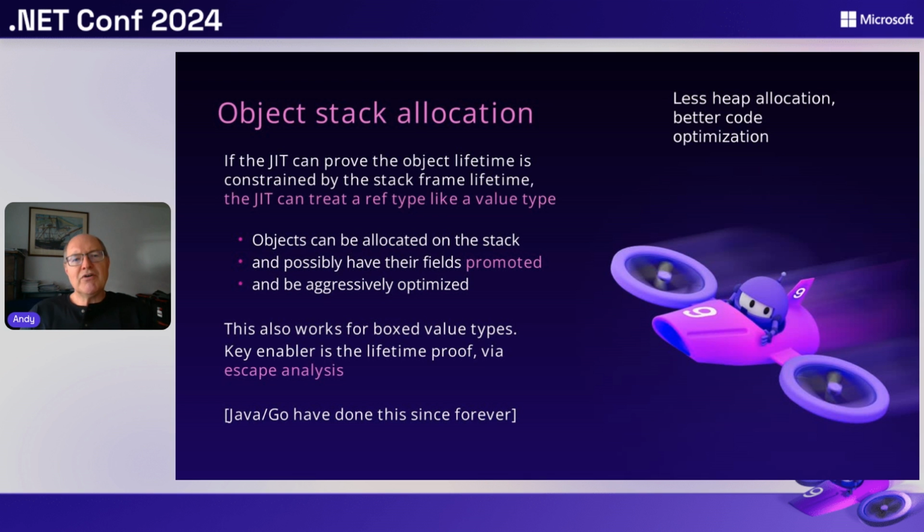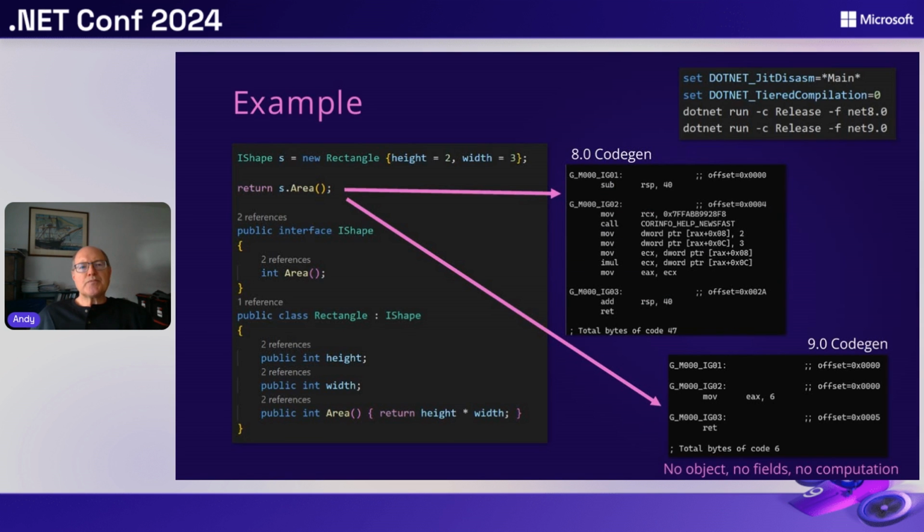If you're familiar with Java or Go, they have had this capability for a long time. In the case of Java, they don't have structs, so having escape analysis and stack allocation turned out to be key to doing a lot of things. The upshot is when this kicks in, you have less heap allocation and better code optimization at the same time. So it's a really nice combination.